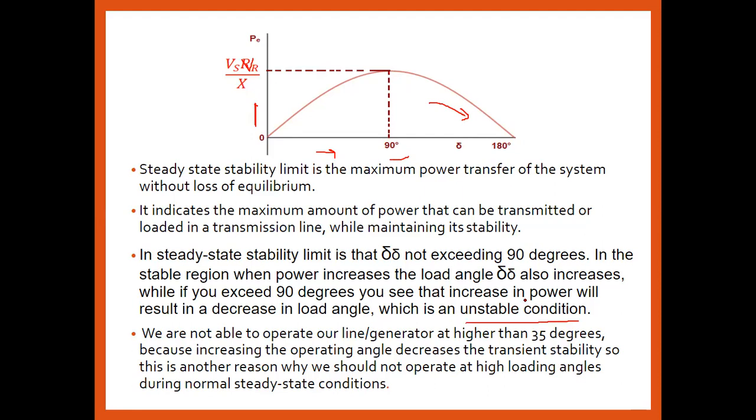Thus, we cannot operate a generator at a load angle higher than 35 degrees, or 30 to 45 degrees, in practical conditions, in order to protect transient stability. That is another reason we should not operate at a higher loading angle during normal steady state conditions. So this is all about the steady state stability limit of the short, medium and long transmission line.